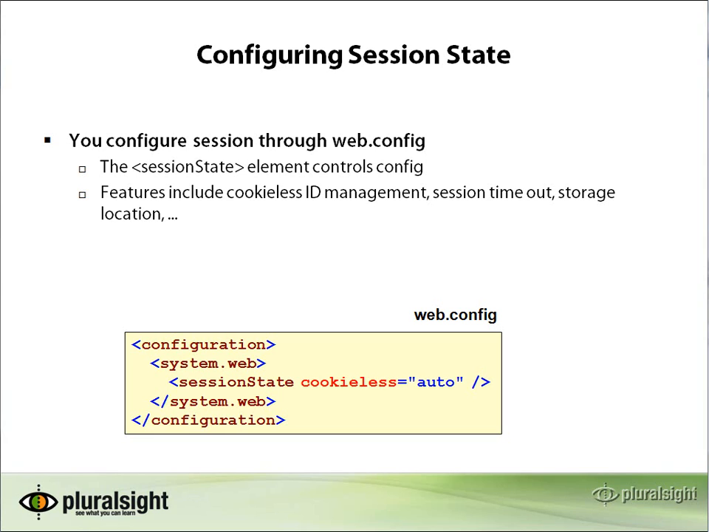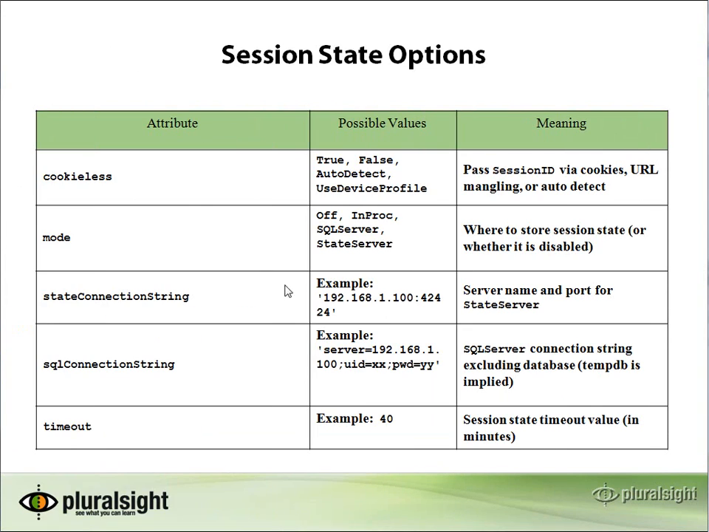And here's how you configure session state in ASP.NET. There's a session state element inside of the system.web element in your configuration file. Session state, by the way, must be configured at the root configuration file. You can't have this in a subdirectory. It'll generate an error. And then there are a number of attributes you can specify here that control various settings with respect to session state in ASP.NET. So let's take a look at some of those settings.